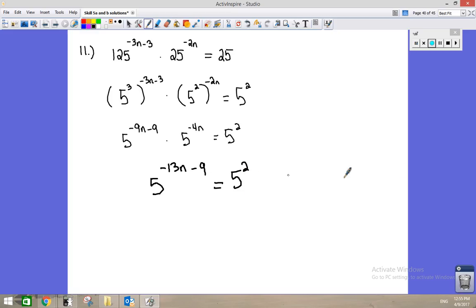And since these exponential functions are one-to-one functions, if the numbers are the same and the base is the same, the exponents must be the same. Two-step equation to solve for n. If we add 9 to each side, 2 plus 9 is 11, and divide by negative 13, we've got our answer.